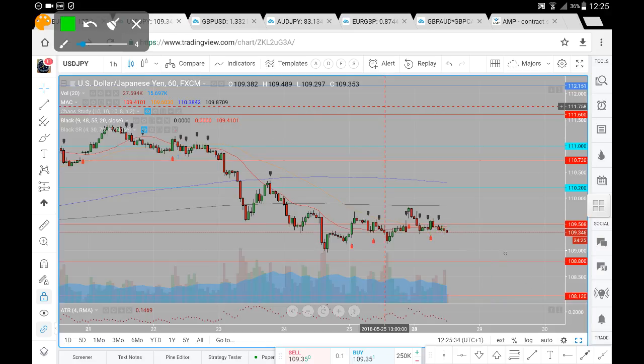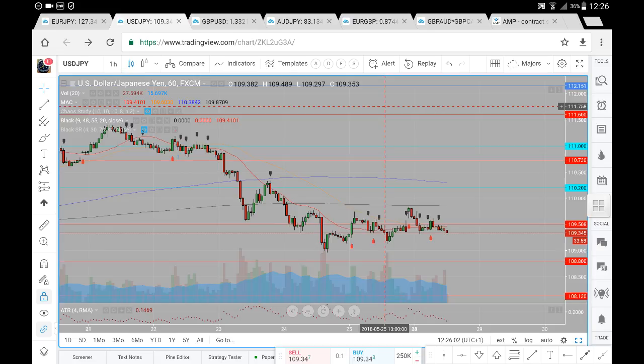Now, if we do find support at the 108.80, we're looking for a bullish bounce, possibly taking us up towards that 109.50. Successful break from which possibly that 110 or that 110.20 may come into focus, while being aware of the 400 period moving average sitting slightly above us. If, however, we do fail to hold the 108.80, the very next major level that we are looking at is a move down towards 108.13.